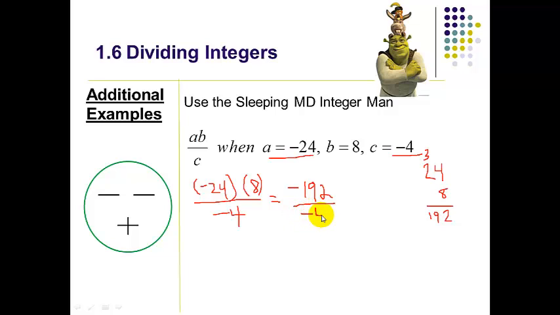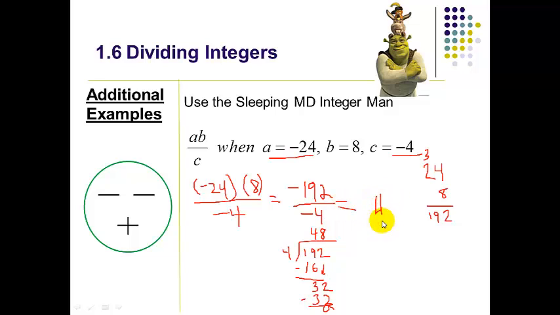divided by negative 4. So going into that, we've got 4 into 192. 4 goes into 19 4 times. 4 times 4, remember that's 16. 19 minus 16 is 3. Bring down our 2. 4 goes into 32 8 times, right? Because 4 times 8 is 32. And we're left over with nothing. So my answer is 48.